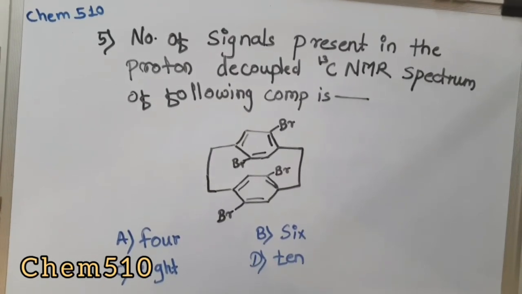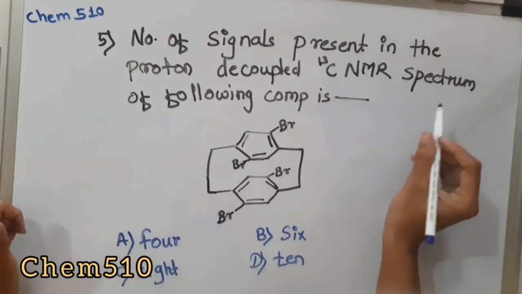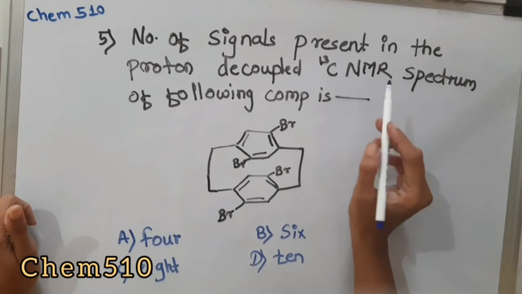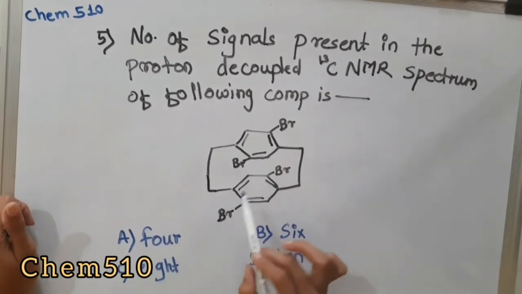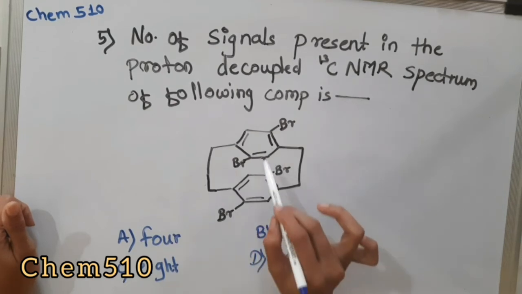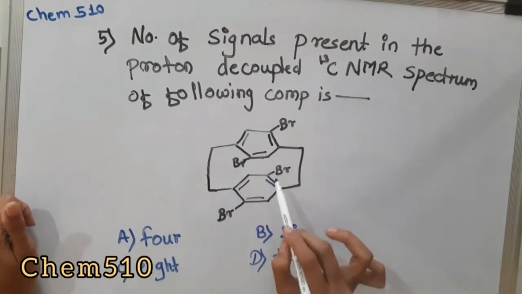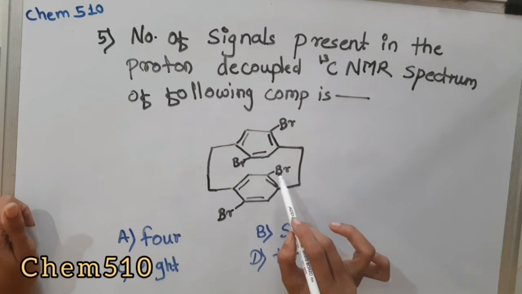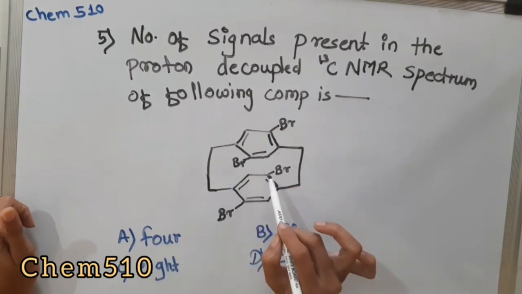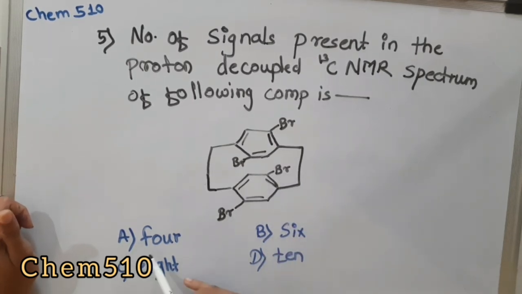5. The number of signals present in the proton decoupled C13 NMR spectrum of the following compound is given here. In this compound there are two benzene rings attached to each other by carbon or Br. Option A is 4, B 6, C 8, and D 10.